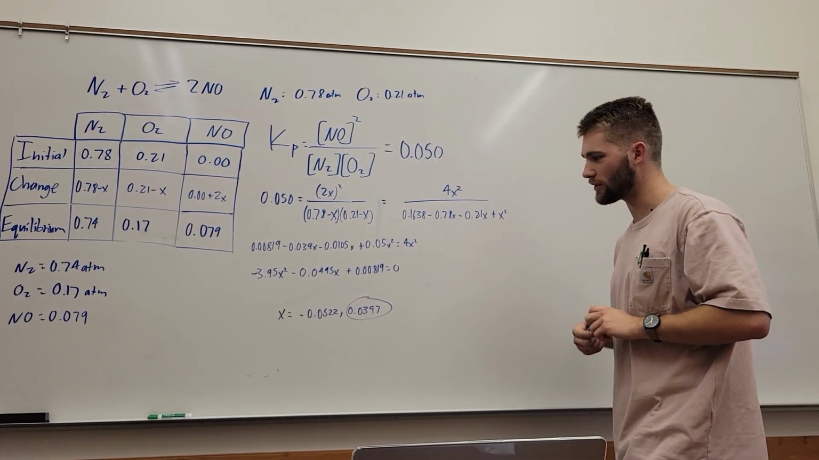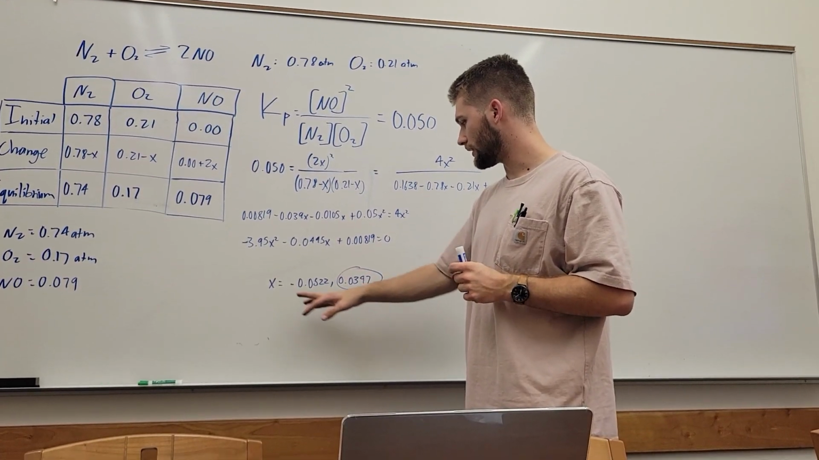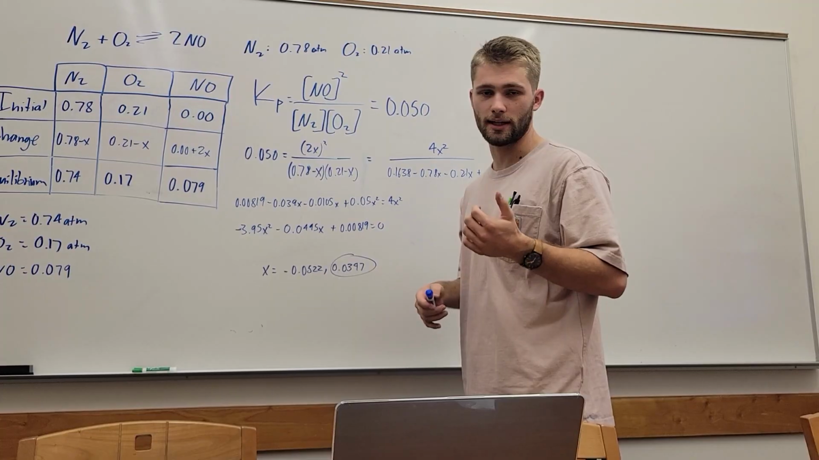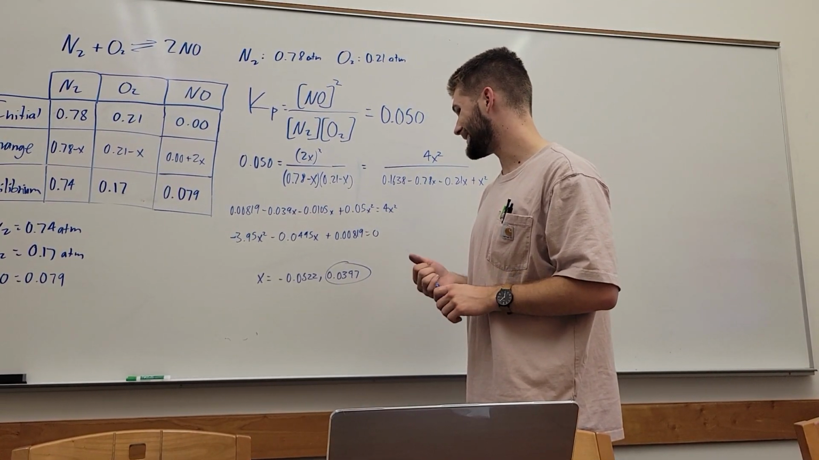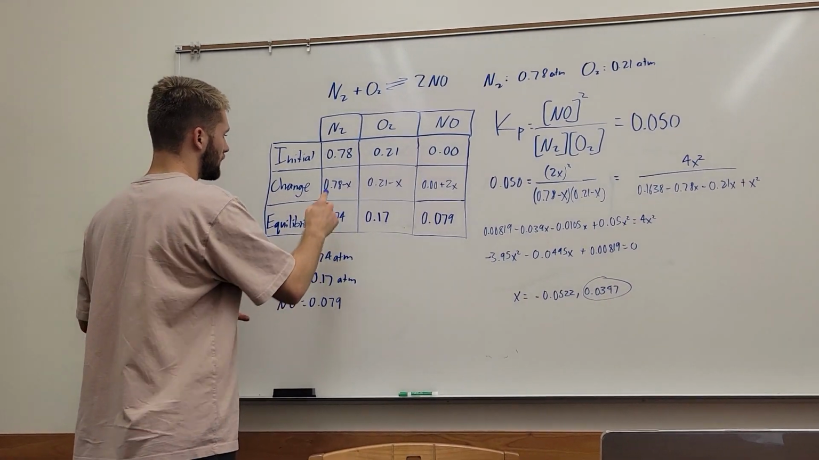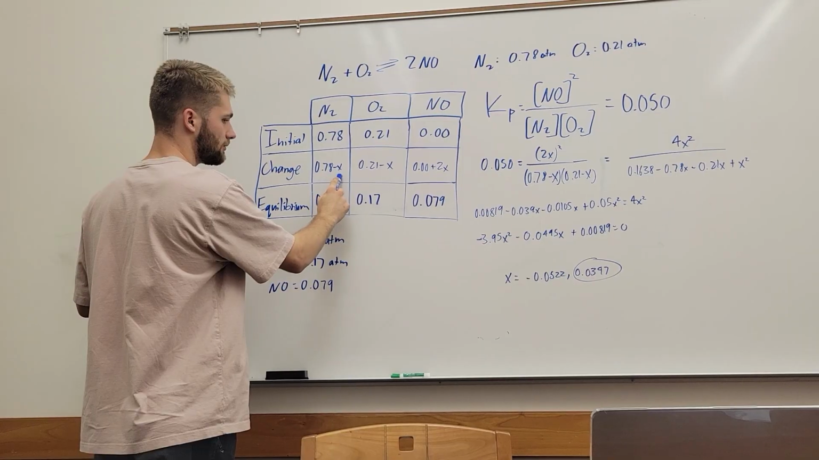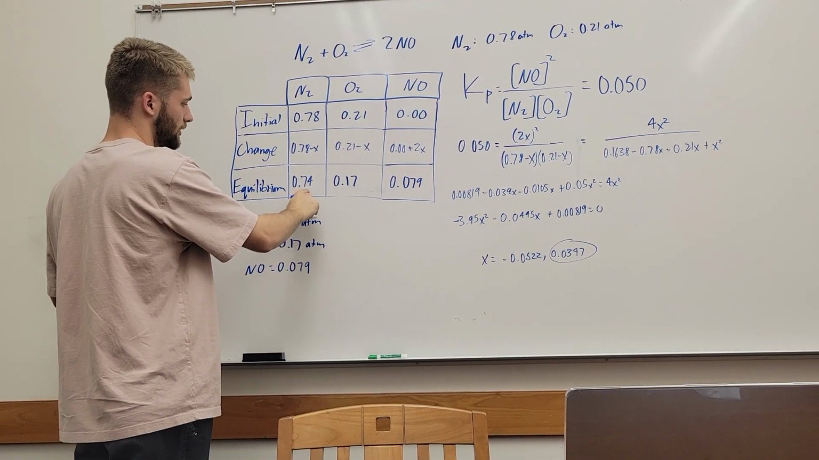So put that into a quadratic solver. X equals two options, obviously. One is a negative number, so we can just toss that out immediately. It's not physically possible. And the other is 0.0397. So, going back to our ICE table, we can subtract 0.78 minus 0.0397, leaving us with 0.74.